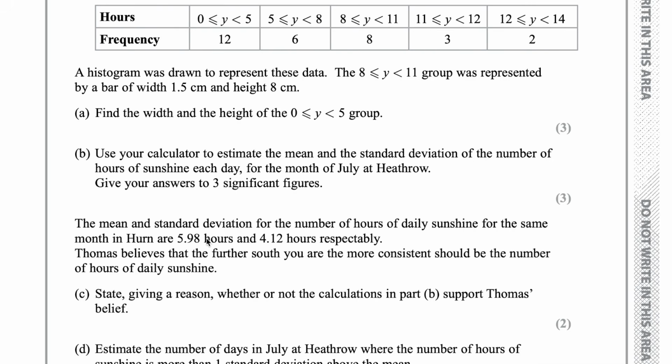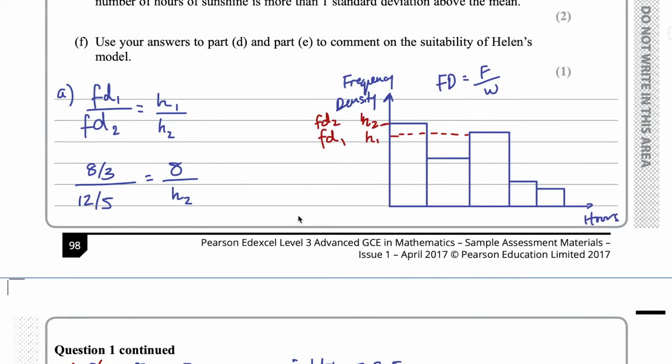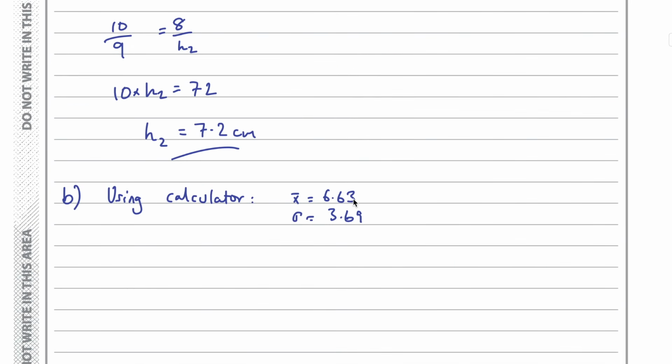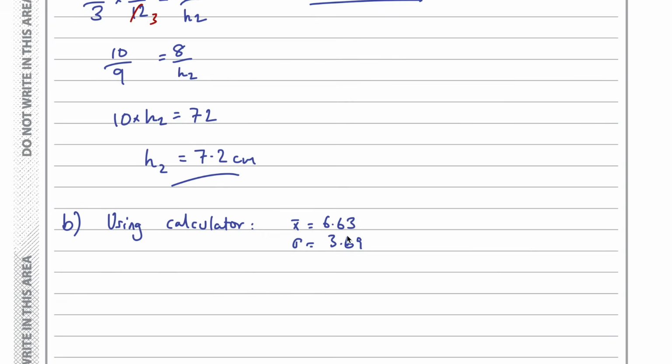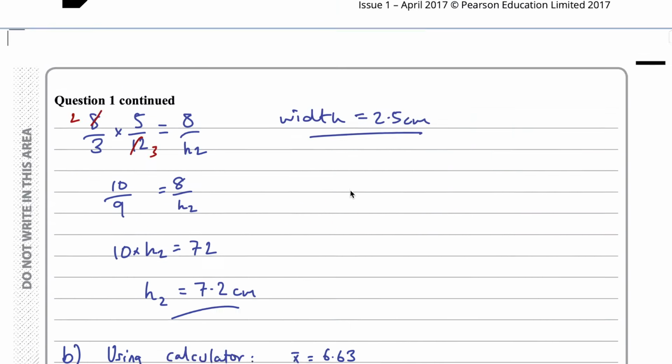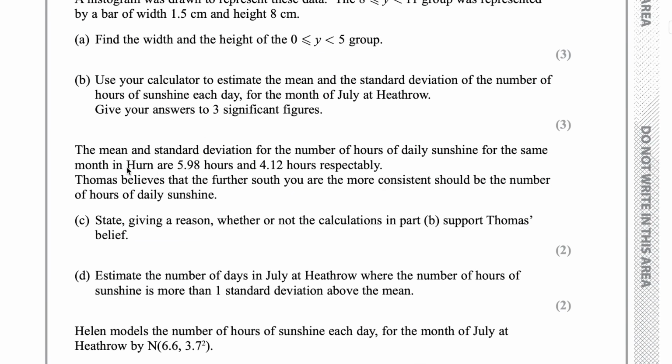Part C says the mean and standard deviation for the number of hours of daily sunshine for the same month in Herne are 5.98 hours and 4.12 hours respectively. Thomas believes that the further south you are, the more consistent should be the number of hours of daily sunshine. State, giving a reason, whether or not the calculations in part B support Thomas's belief. So let's remind ourselves what they were for B. That was 6.63 and 3.69, the mean daily hours of sunshine and the standard deviation. And in Herne, it was 5.98 and 4.12.